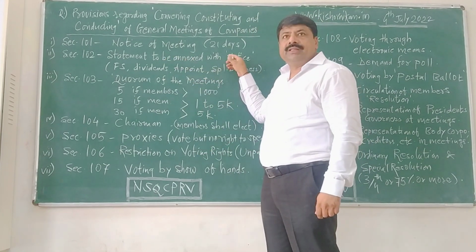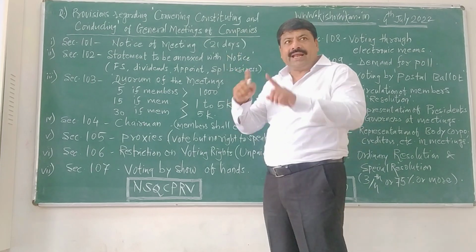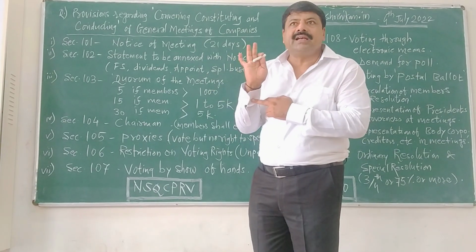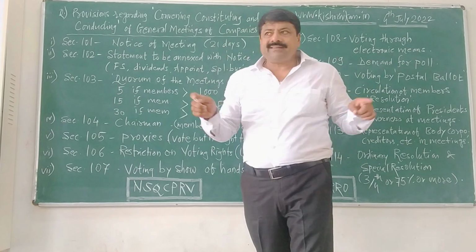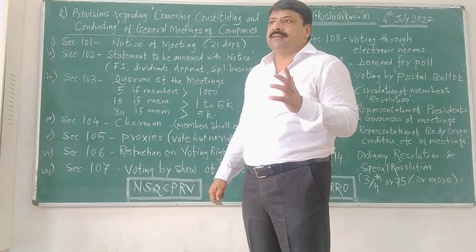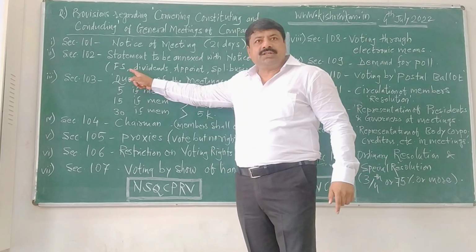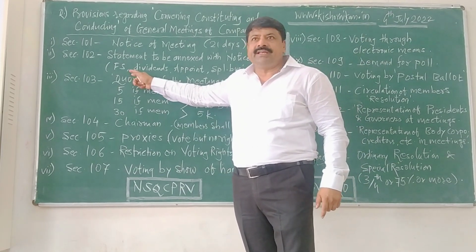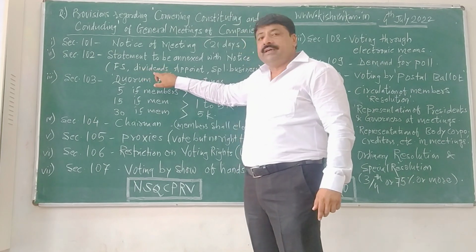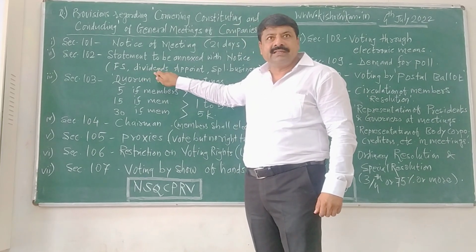Statement to be annexed with the notice. Now one annexure is there with the notice. Why are we conducting the meeting? It inculcates an agenda of the meeting. What are the points to be discussed in the meeting? Whether it is presentation of financial statements like balance sheet, profit and loss account, dividend declaration details, clear?